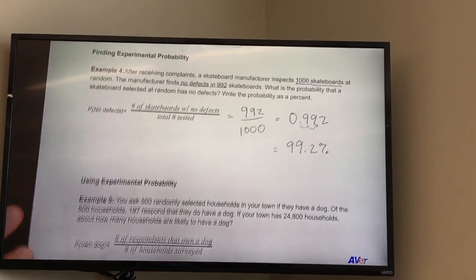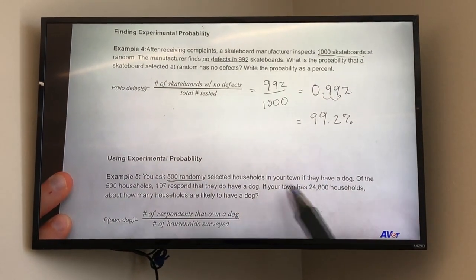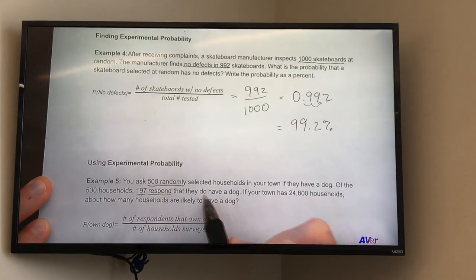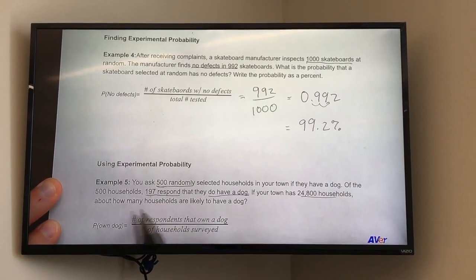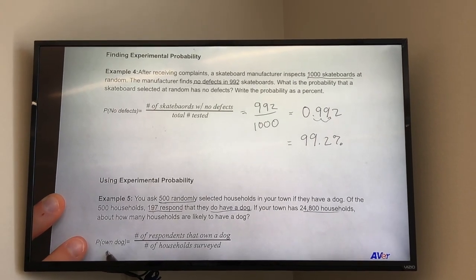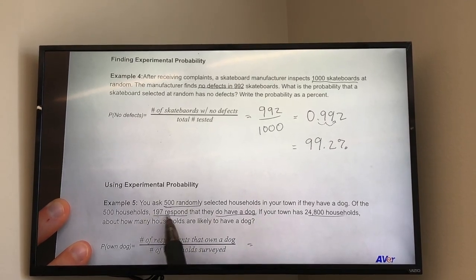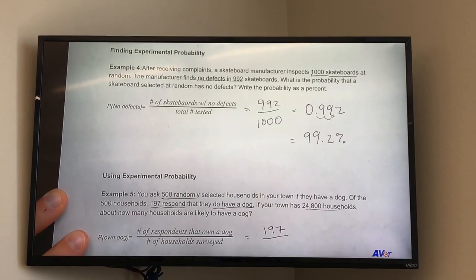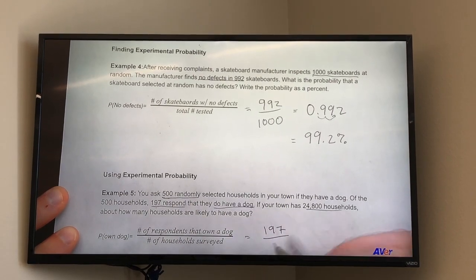All right, here's the last example here. You ask 500 randomly selected households in your town if they have a dog. Of the 500 households, 197 respond that they do have a dog. If your town has this many households, how many households are likely to have a dog? So, probability you own a dog. The number of respondents that own a dog, well, 197 responded that they do have a dog. 197 divided by the total number of households surveyed, 500.